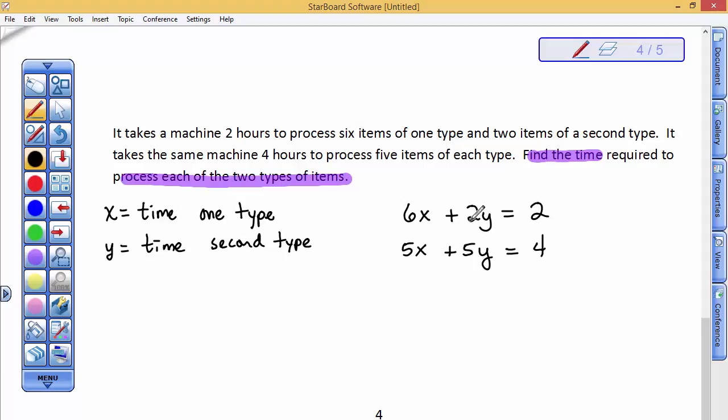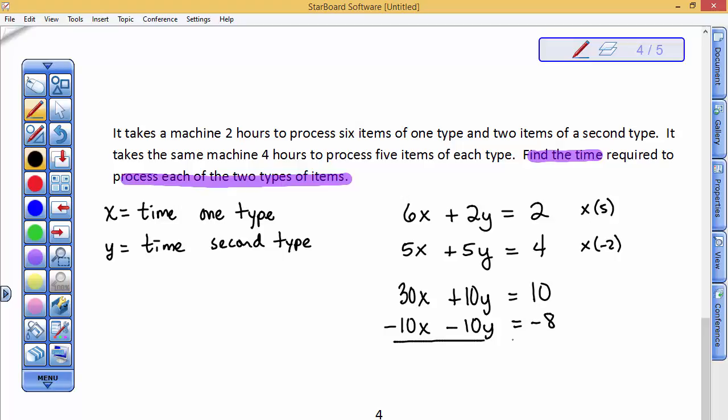So say you wanted to make these both become 10s. You could multiply this top equation by 5 and the bottom equation by a negative 2 in order to make these become 10s. So this would become a 30x, and this would become a 10y, and then 2 times 5 would be 10. The second equation, you'd have a negative 10x, 5 times a negative 2 is a negative 10y, and 4 times a negative 2 is a negative 8. You add this right here, you get 20x equals 2, and you divide both sides by 20, and you get 2 over 20, which is 1 over 10, which is 0.1 hours, since all of this was in hours.